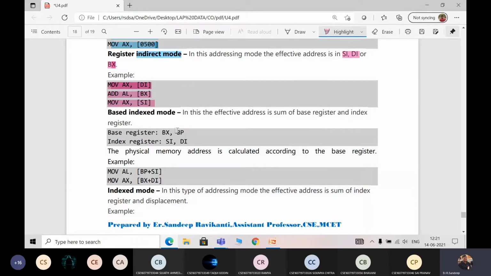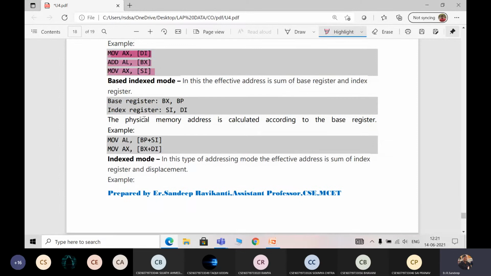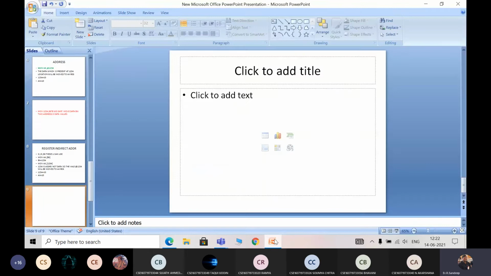Based index addressing mode. So what is a based index addressing mode? As the name itself indicates, base means the starting point or starting address of a memory segment. In this, the effective address is the sum of the base register and the index register. Base registers are BX and BP, and index registers are SI and DI. So we are making use of the two in combination. The addressing mode is based indexed.